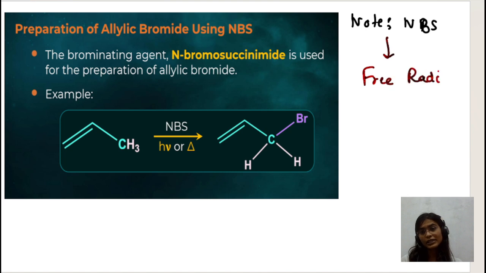It is really very important, the free radical mechanism. So point number one, free radical mechanism, sorted. Next, what is NBS? I will tell you. NBS means N-bromosuccinimide.